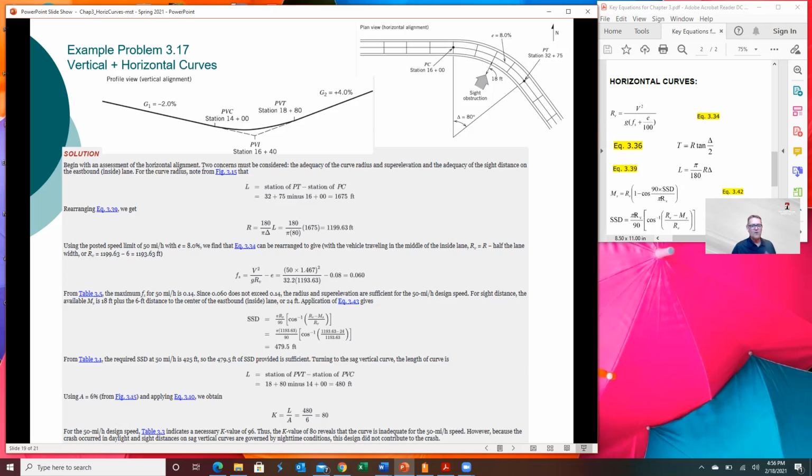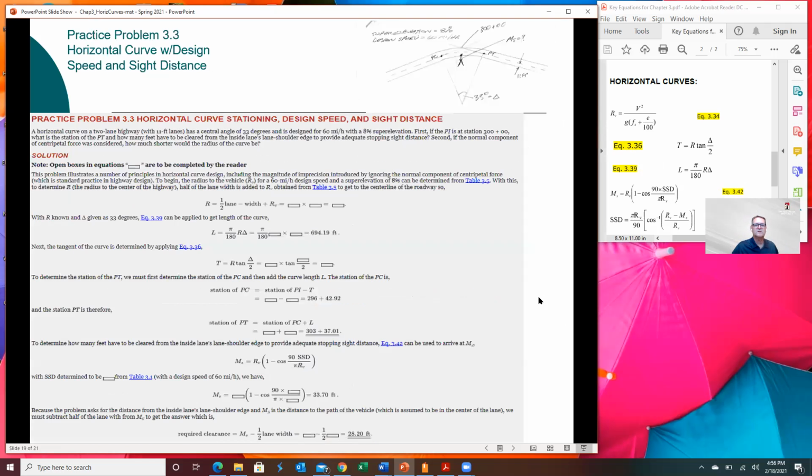Okay, got a few minutes left, and based on that, I think what I want to do is I've got one of your practice problems lined up here. It's practice problem 3.3, and this is a horizontal curve problem with design speed and sight distance. Once again, I have the actual problem portion, I copied that.